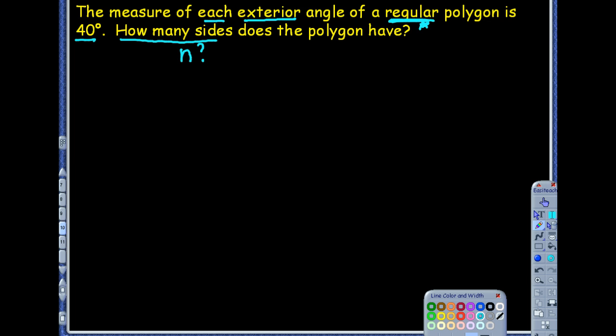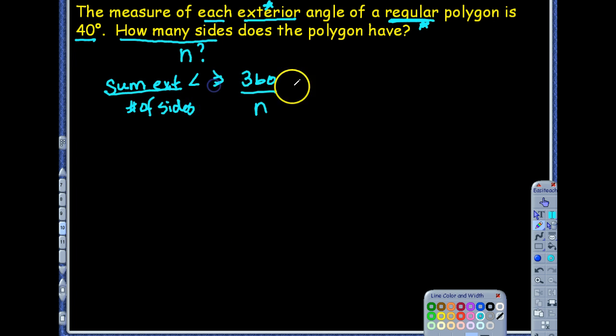Okay. So let's talk about what we know. Well, we know it's exterior angles. Talk to me about what we know about exterior angles. Well, we know that their sum is going to be 360. So the sum of the exterior angles is 360. Now, if I want just one of those angles, which is what they're giving you, how do I go about doing it? We divide by the number of sides. So divide by n because we still don't know that yet.